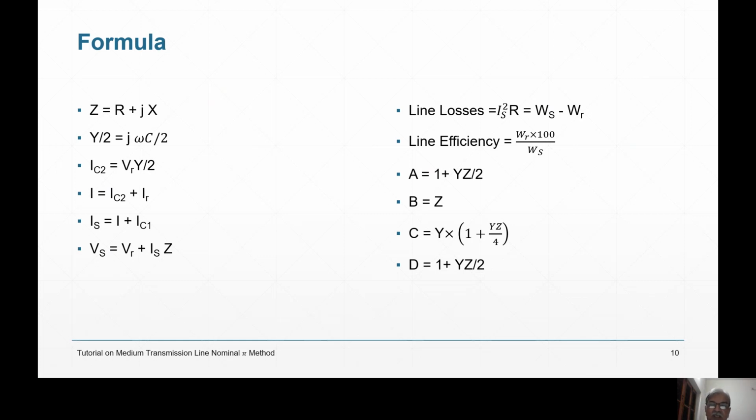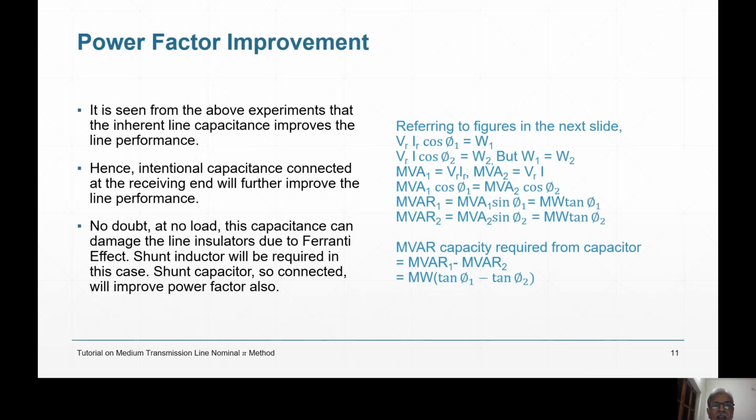A is equal to 1 plus YZ by 2. B is equal to Z. C is equal to Y into 1 plus YZ by 4. And D is equal to 1 plus YZ by 2. So this is what you have to calculate, and for that, these formulae are there.